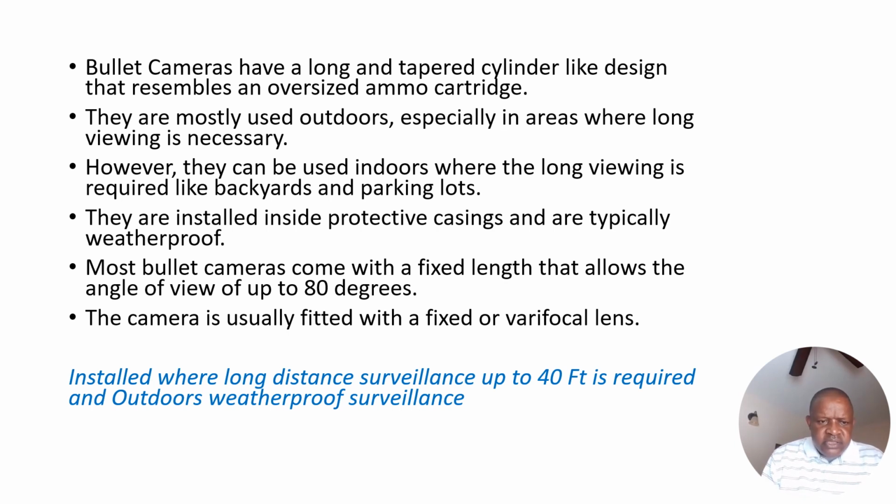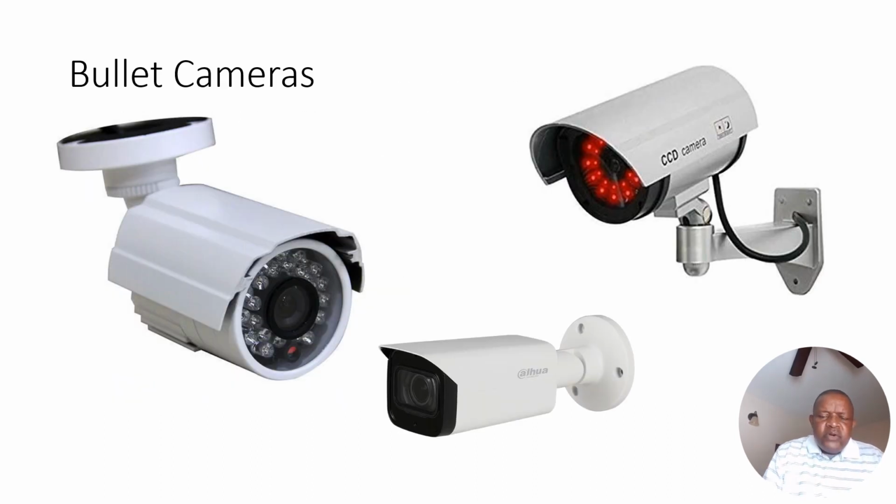These ones are usually installed where long distance surveillance up to 40 feet is required, and outdoors where waterproof surveillance systems are fixed. Bullet cameras look like this. This is what we call the casing here, to protect the camera and the lens from adverse weather conditions, which we talk about: sunlight, dust, rain, water, etc. You see, they are installed inside a casing.